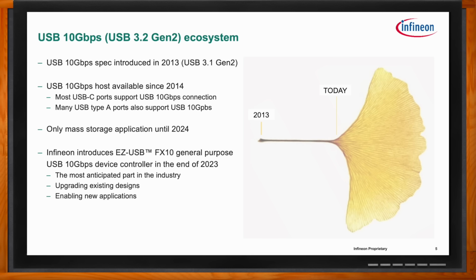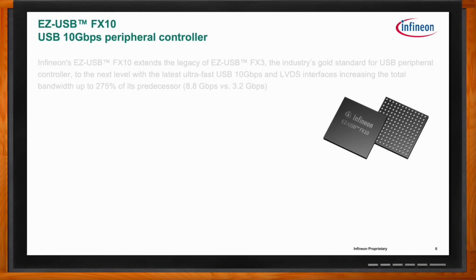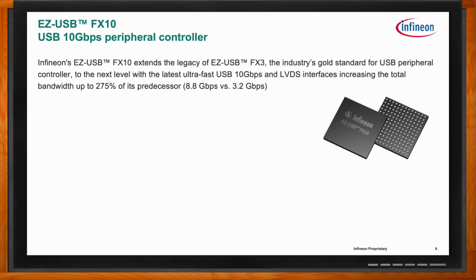Okay, so how is Infineon supporting USB 10 gig? FX10 is the first silicon that we introduced to the industry, the next generation of our industry gold standard FX3, which has been used in many USB 3.0 applications. We improved the interface to USB 10 gigabit with a new LVDS interface. The total bandwidth FX10 can support is 8.8 gigabit versus 3.2 from FX3. So that's a 275% increase from FX3.